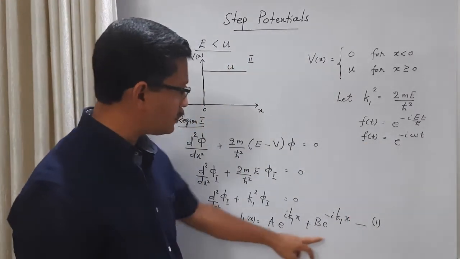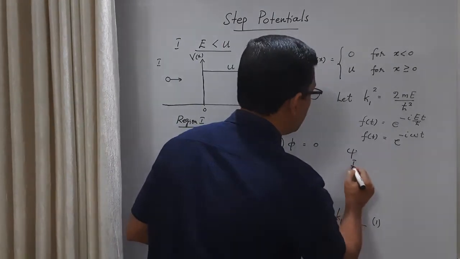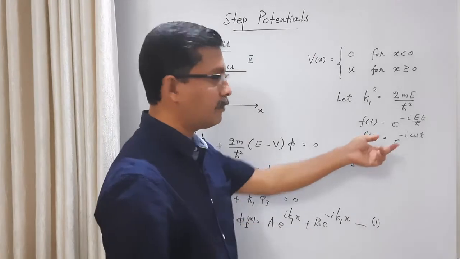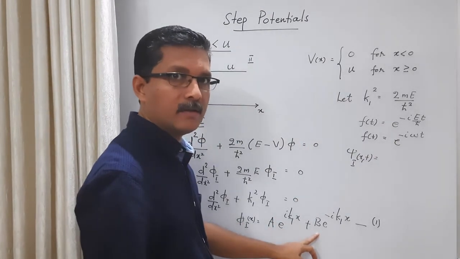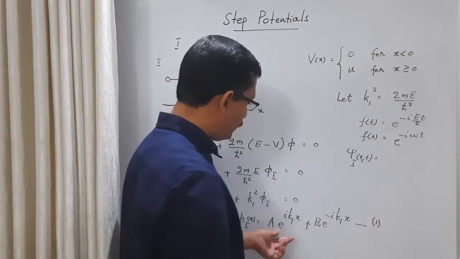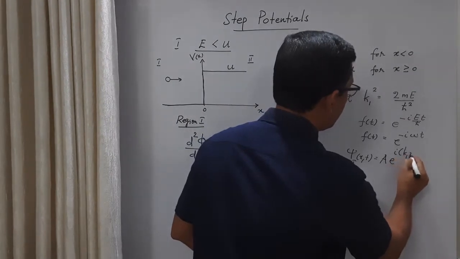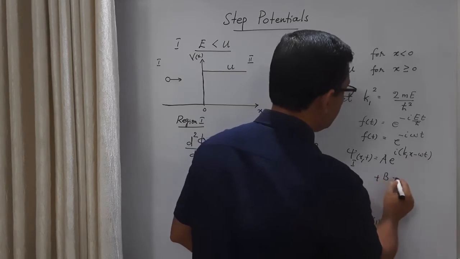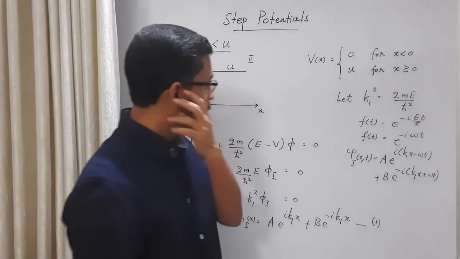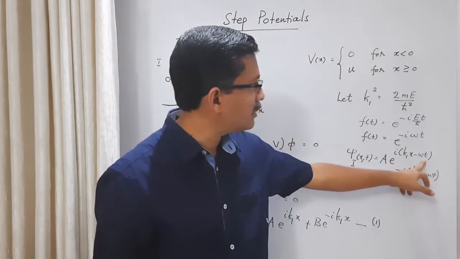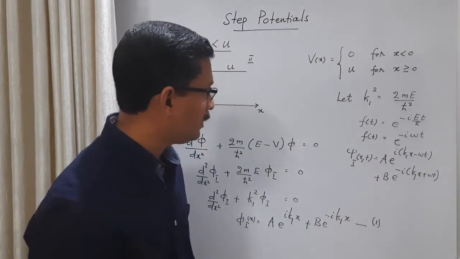Now when you multiply each space dependent part with this time dependent part, we get the complete solution, that is ψ₁(x,t). The time dependent part also can have a constant, but we can combine that with the constants A and B. So when you multiply, what do you get? A e^(i(k₁x − ωt)) plus the second term B e^(−i(k₁x + ωt)), correct? A e^(ik₁x) into e^(−iωt), and similarly here e^(−ik₁x) into e^(−iωt). In both cases we are multiplying with e^(−iωt). So this is the complete solution.